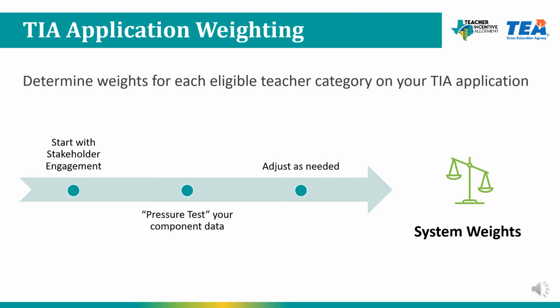Here is an example of what that process could look like. Start with stakeholder engagement, then move through pressure testing your component data. The planning dashboard can be a great resource to do this work. Then adjust weights as needed. Know that there is not a perfect science to establishing weights, and that there are a variety of weighting systems that have been established across the state.